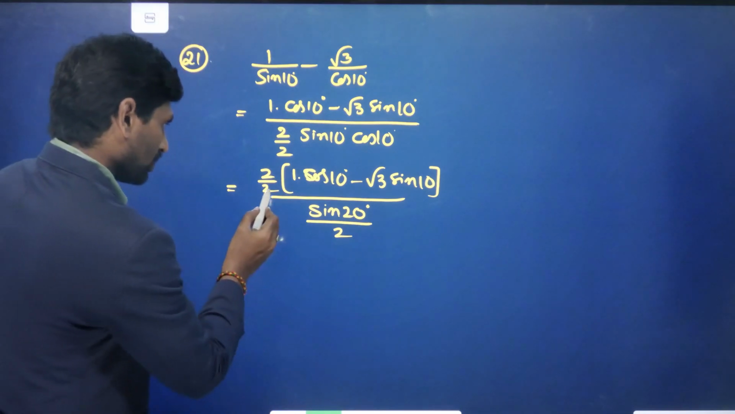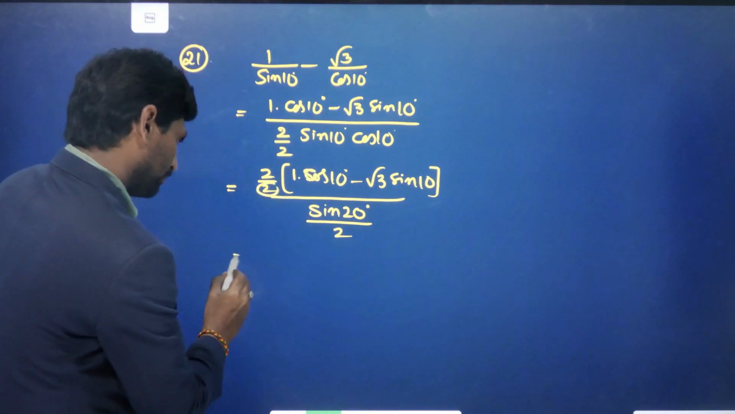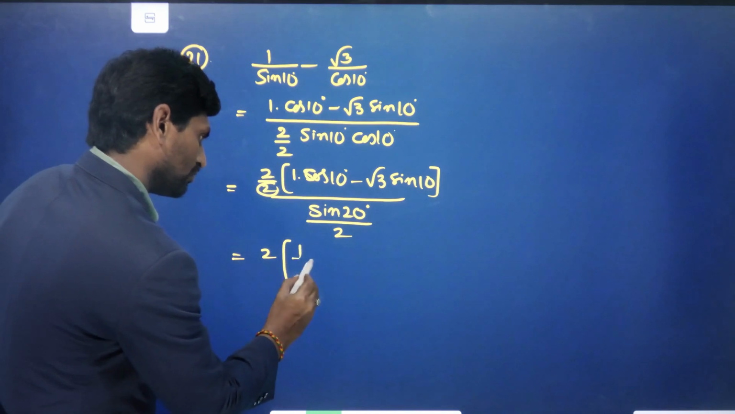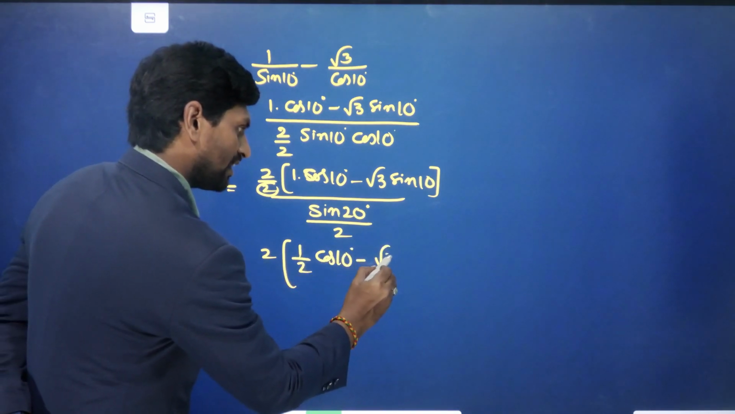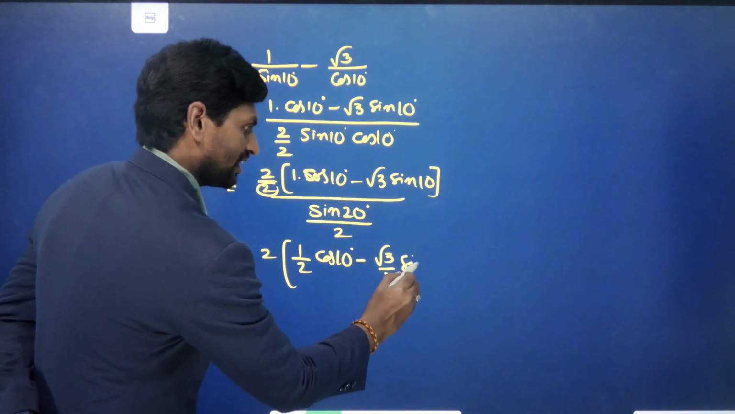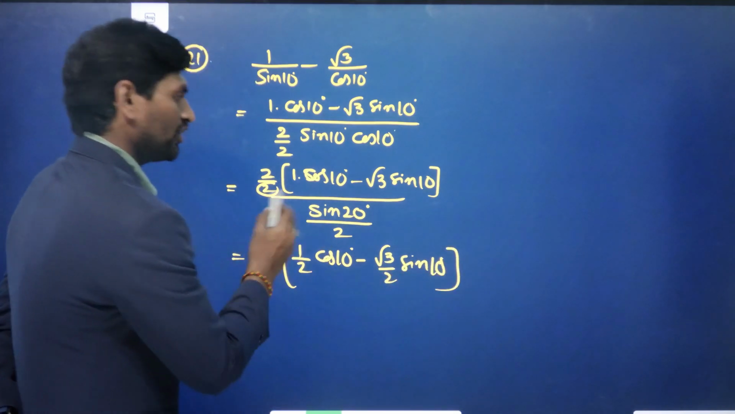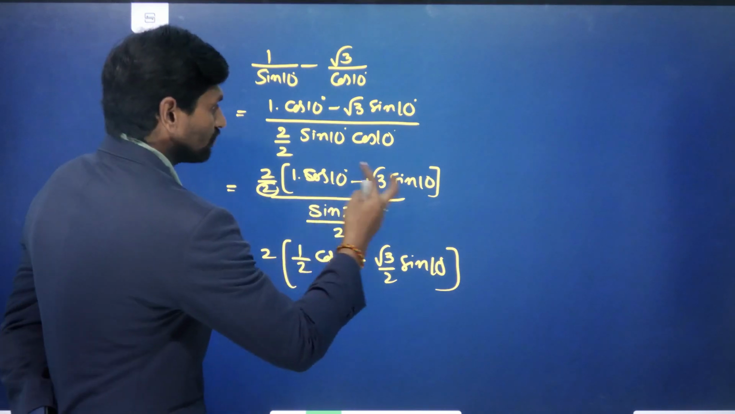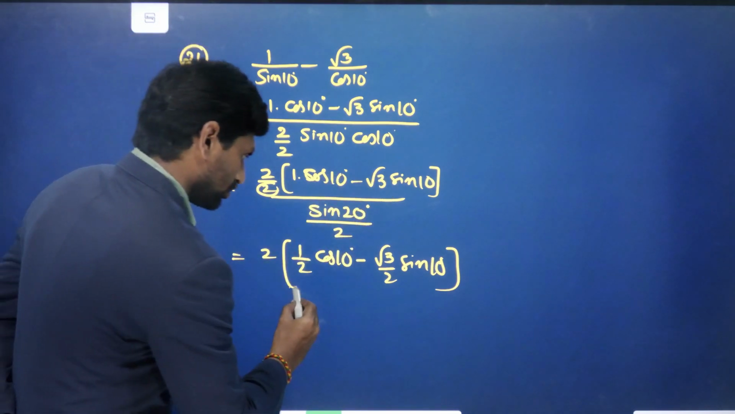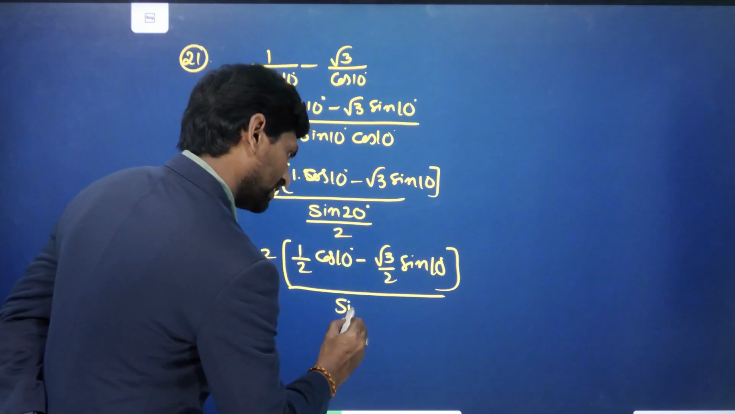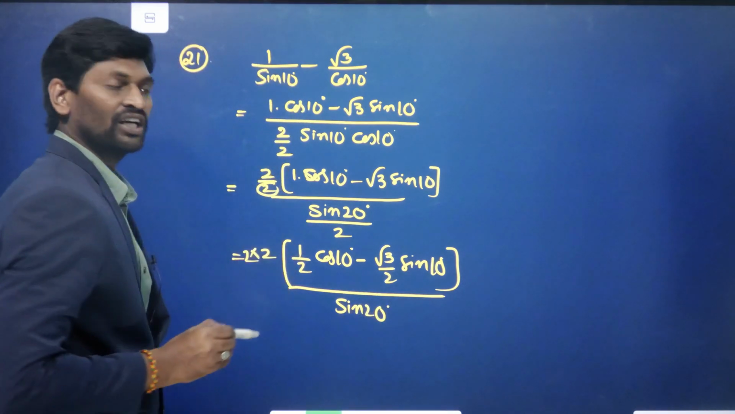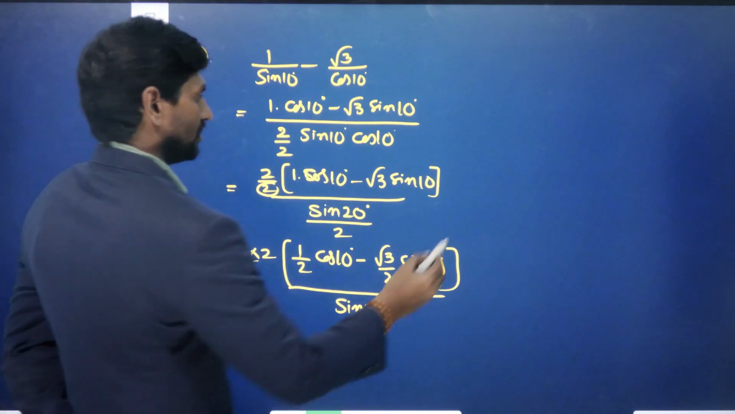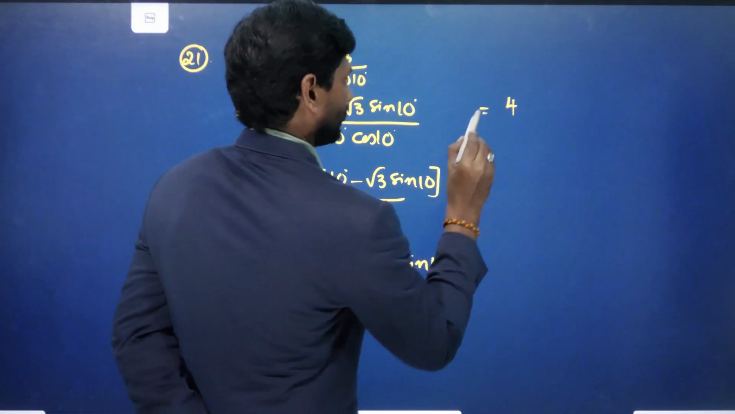So now the 2 in the denominator I am going to multiply: 1 by 2 cos 10 degrees minus root 3 by 2 sin 10 degrees. Why? With the denominator I am just multiplying both of the terms. So divided by sin 20 degrees divided by 2, when you transpose to the numerator it is going to be multiplied. So 2 into 2 becomes 4.